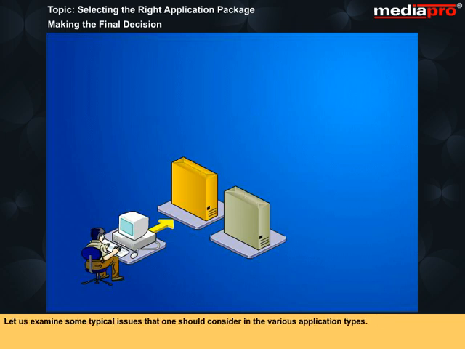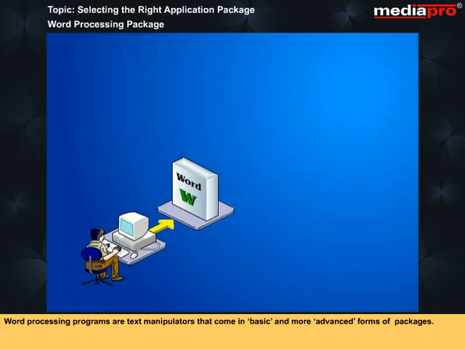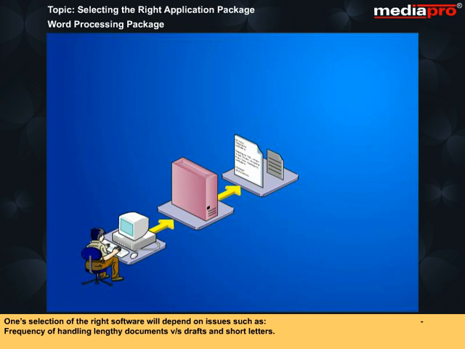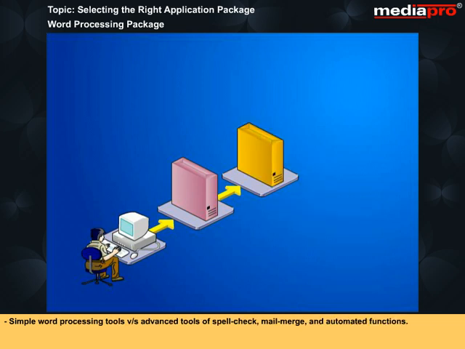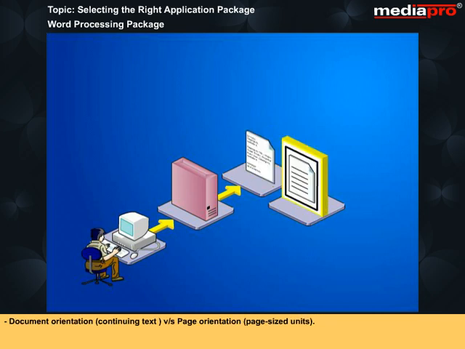Let us examine some typical issues that one should consider in the various application types. Word processing programs are text manipulators that come in basic and more advanced forms of packages. One's selection of the right software will depend on issues such as frequency of handling lengthy documents versus drafts and short letters, simple formatting features versus multiple format changes, simple word processing tools versus advanced tools of spell check, mail merge, and automated functions, document orientation, continuing text versus page orientation or page-sized units.